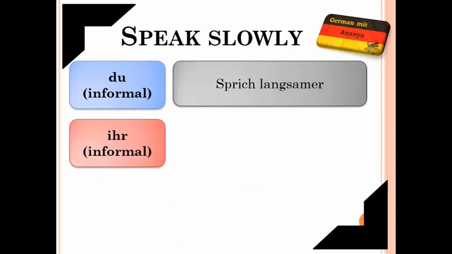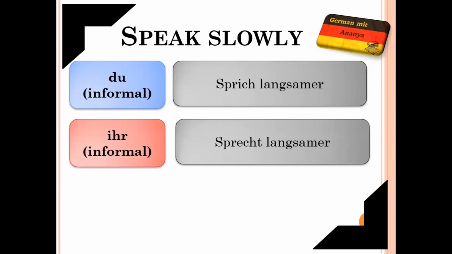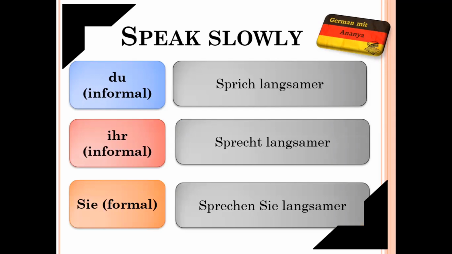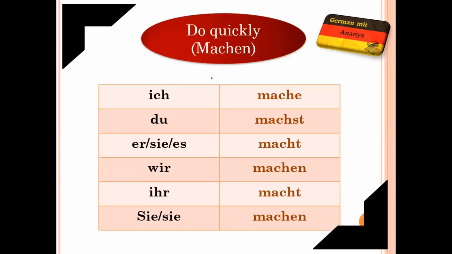Right. Next is ihr. With ihr, my speak will be sprecht. The verb conjugation is sprecht. So it will be sprecht langsamer. And the same for the Sie form, it will be sprechen Sie langsamer. Speak slowly.